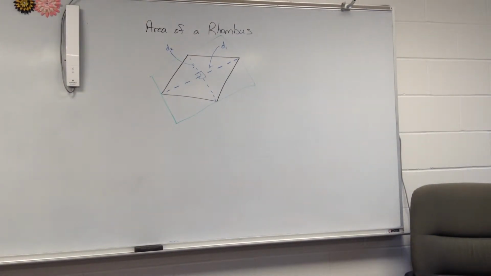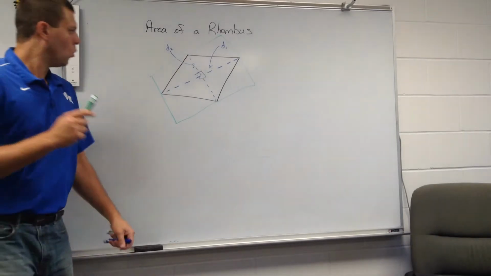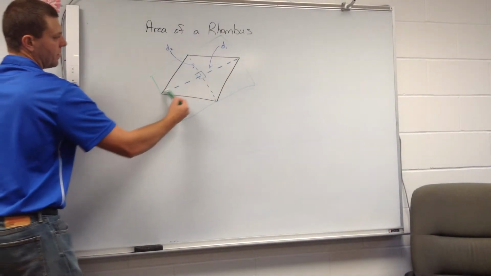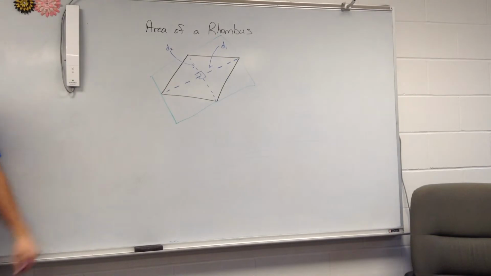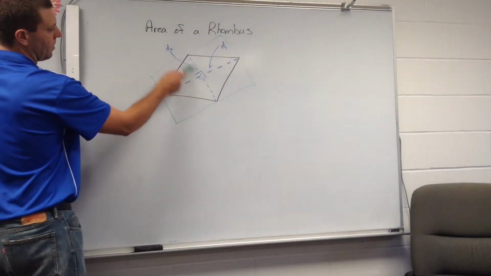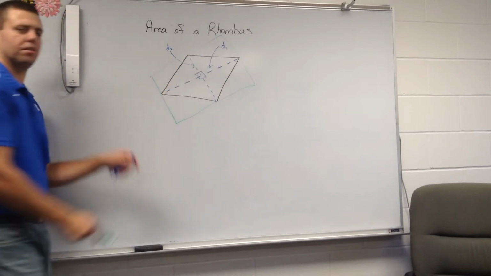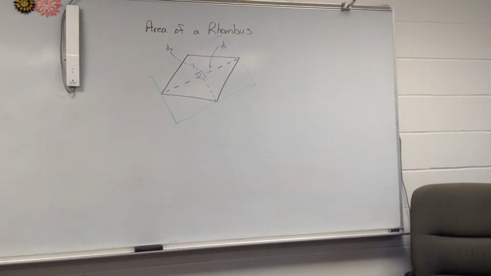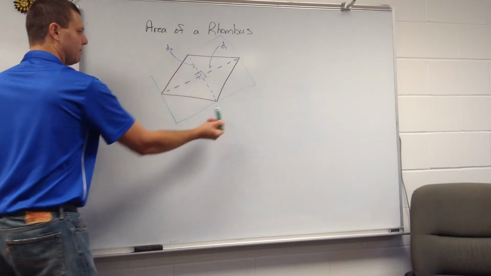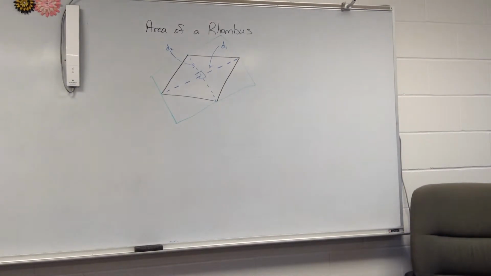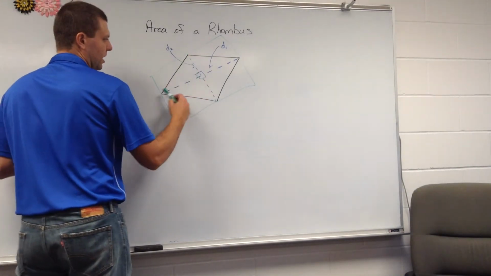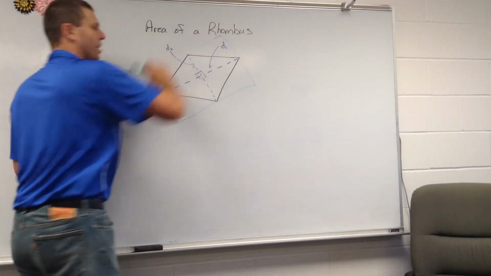What shape is the green? Rectangle, right? This diagonal right here, would you say it matches the base of the rectangle? Yeah. This diagonal right here, would you say it matches the height of the rectangle? Yeah. So if I multiply this diagonal times this diagonal, wouldn't that give me the area of the whole rectangle? Yes, because I'm doing base times height, right? So if I take this diagonal times this diagonal, that would give me the area of the entire rectangle.